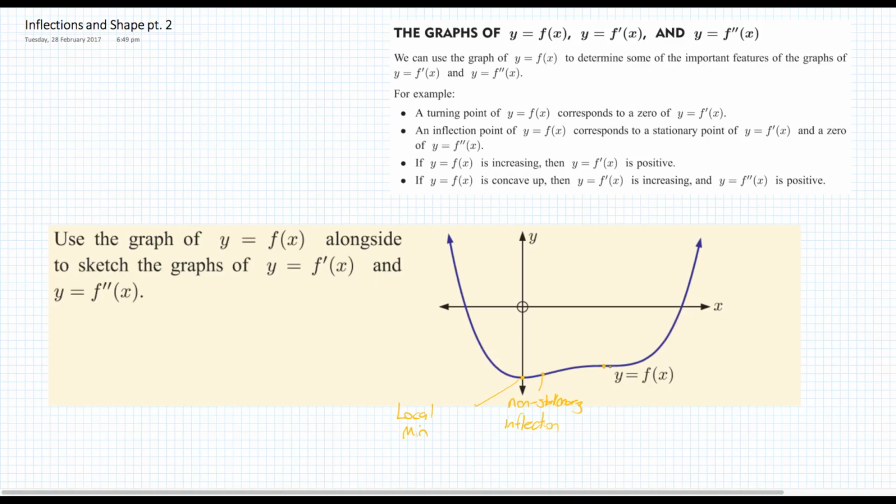So what is the slope of the tangent to this point? Well, to me it looks horizontal. So we can call this point a stationary inflection.